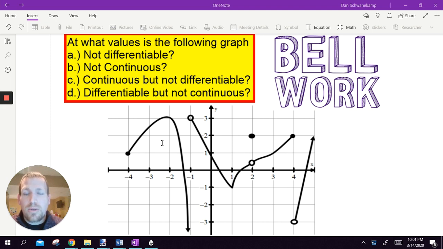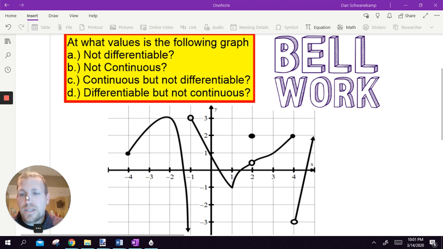To start off here in bell work, we are talking about differentiability. This is what we learned on Thursday. Just a quick review of what's going on here. Differentiability means where can you take a derivative? You can take derivatives everywhere, except for when a function is discontinuous, a corner or a cusp, because if it's a sharp corner, it is not a gradual change of slope. It's going to be undefined. And then the fourth place is a vertical tangent line. So those are the 4 places we're looking for.